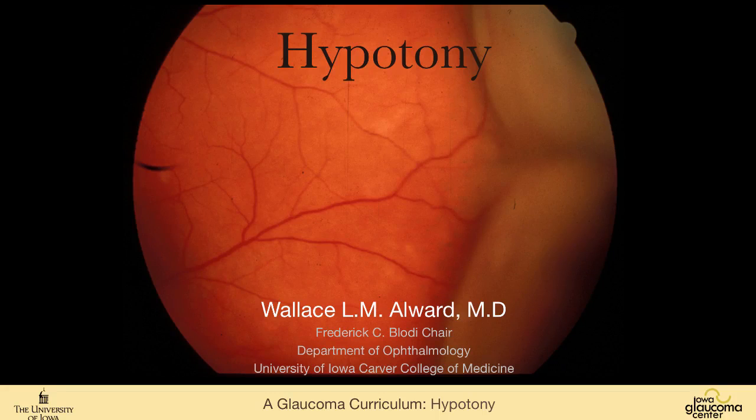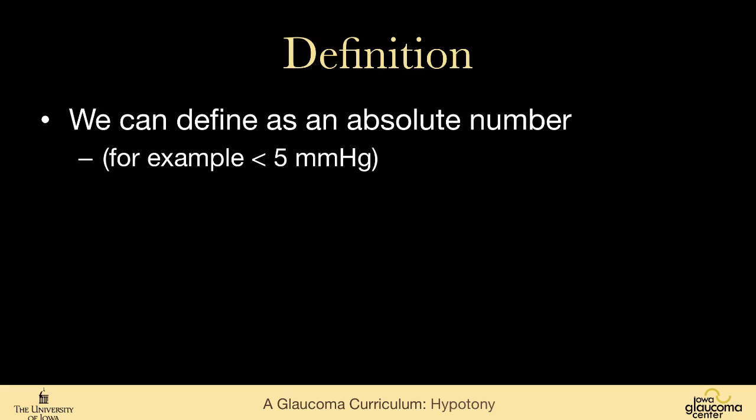It's appropriate for us to talk about hypotony in a curriculum on glaucoma. Patients with hypotony are often referred to glaucoma specialists to deal with them, and as glaucoma specialists, we cause a fair amount of hypotony. We can define this as an absolute number, for example, an intraocular pressure under 5 millimeters of mercury. And that's what's done in large randomized controlled trials like the 5-fluorouracil filtering surgery study.